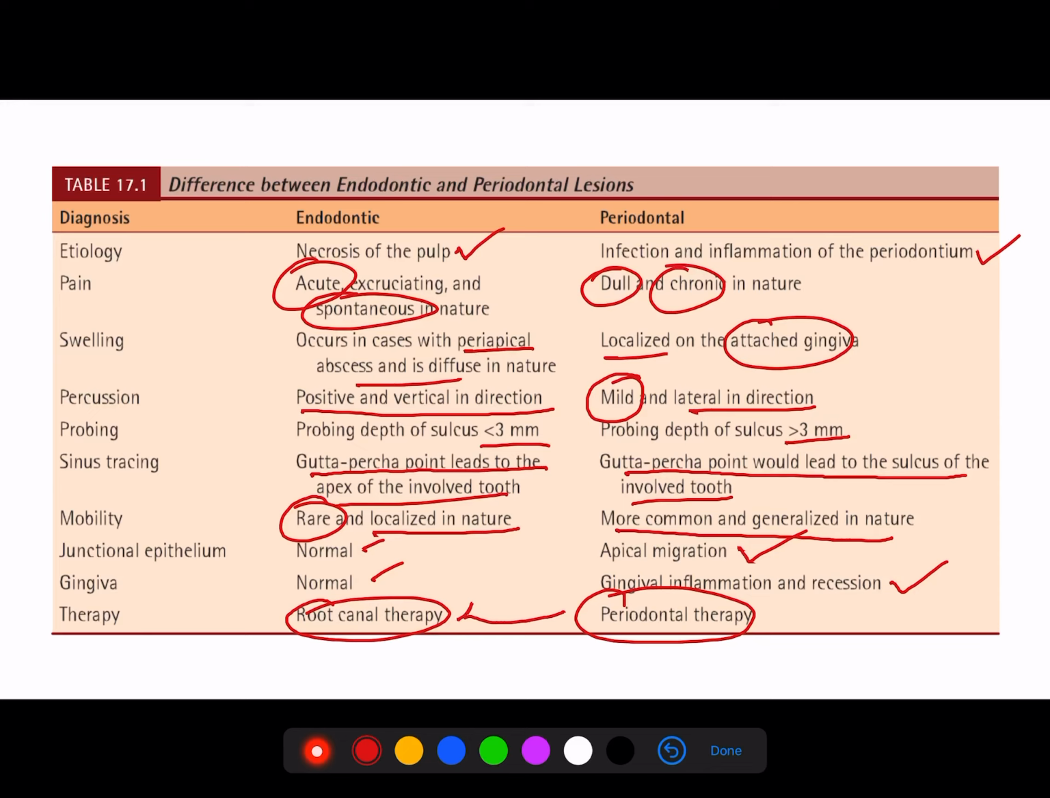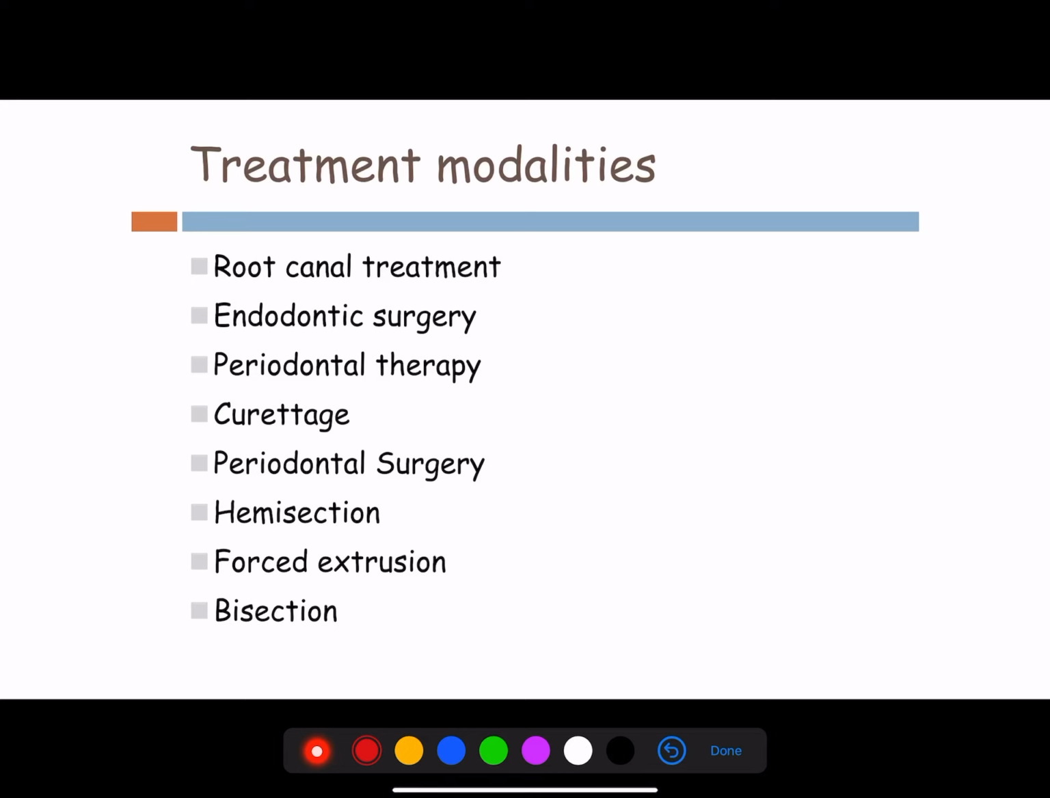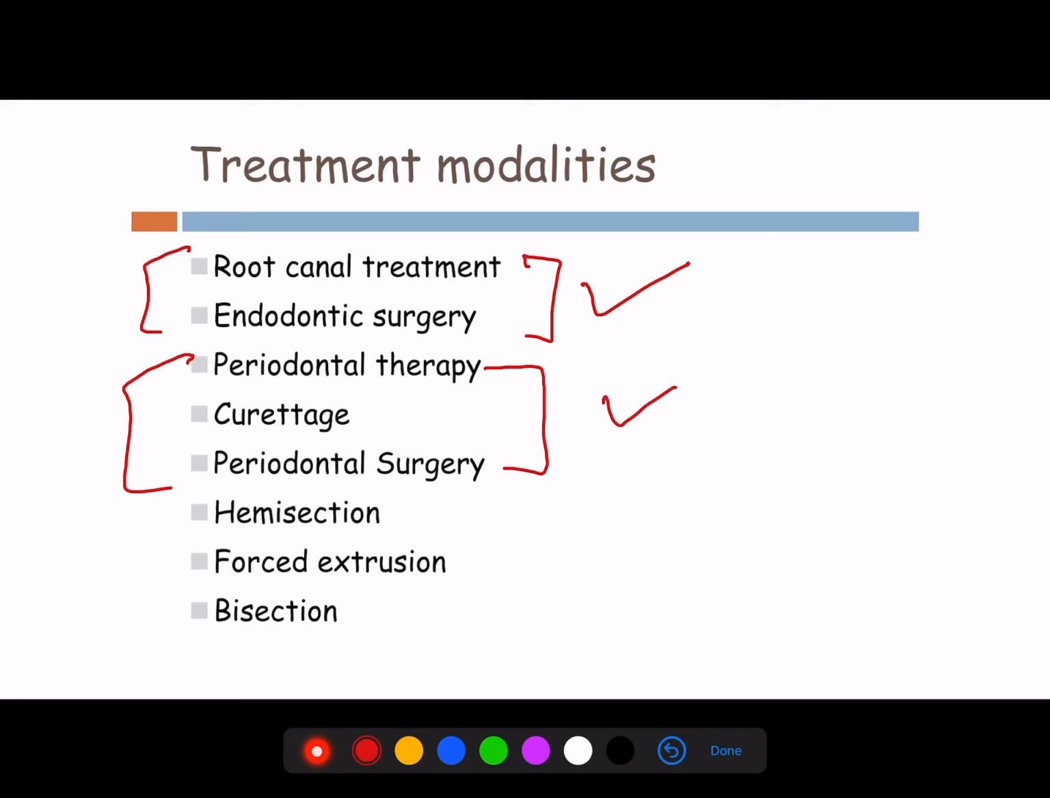Sometimes because of the communications, it can be primary endo to secondary perio, and primary perio to secondary endo. As already discussed, the primary thing that you have to do is endodontic therapy. Treat endo first, followed by all the periodontal procedures. Sometimes there are a few other extraordinary things that you have to do, that is, hemisection, radisection, bicuspidization, all these things.